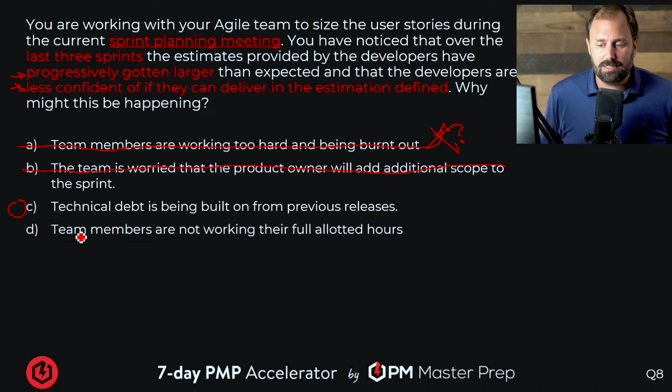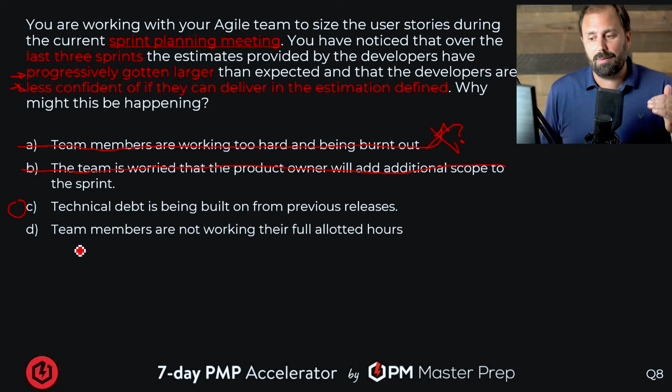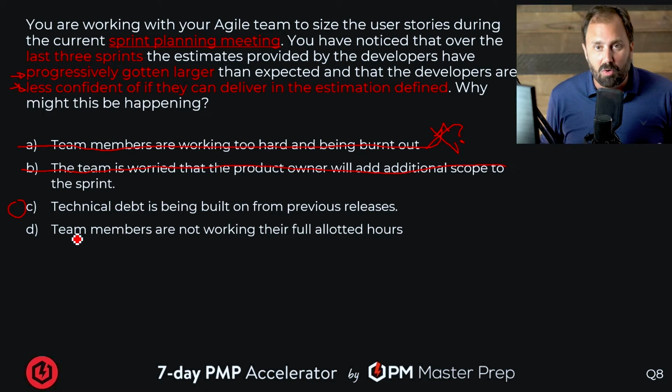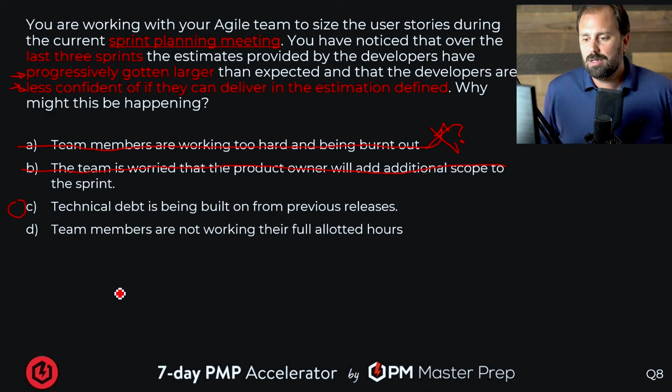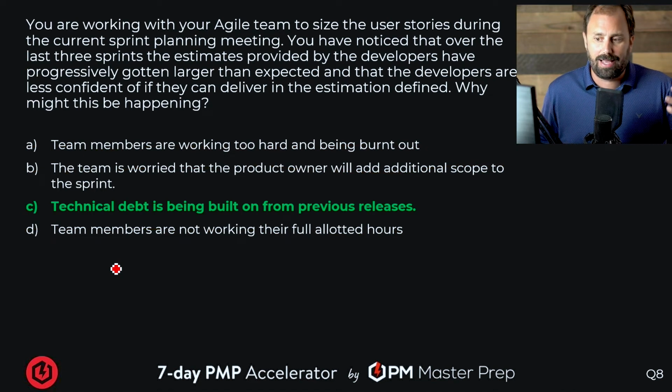Let's look at D just in case it's super duper. The team members are not working to their full allocated hours. Okay, maybe they're split across teams. Maybe they're not putting in 40. It's the summer. They want to go out and jump rope or have fun, smoke cigarettes, who knows? Whatever. But is there anything in the question that says anything like that? Everybody takes ice cream sundae Tuesdays, right? No, nothing in there. So we get rid of it. Bang, we got the answer, technical debt.